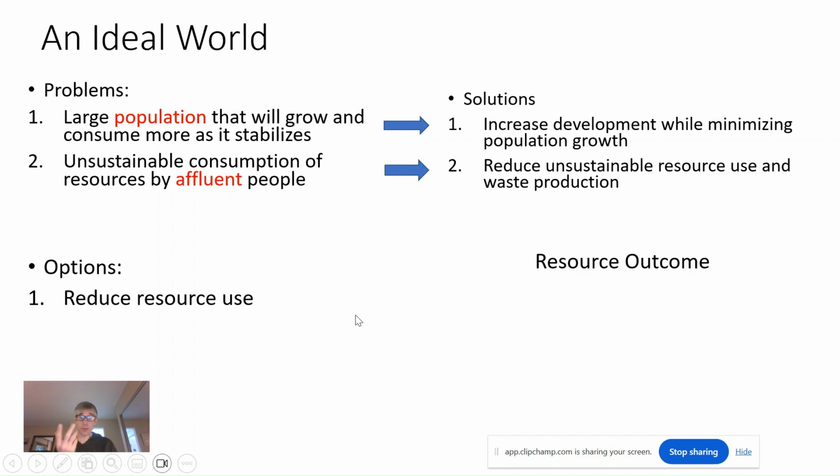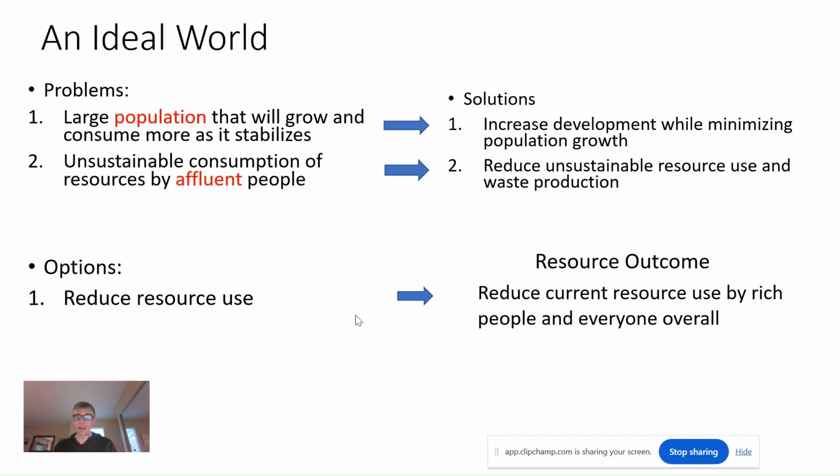One is that we just reduce the resources we use, because we all know how much people like to do without stuff. Like, imagine not going on as many holidays, or buying fewer things, or eating less exotic foods. It's hard to do, right? So that one's a challenge. The outcome is you would reduce current resource use by the rich and everyone, but everyone has to change their behavior.